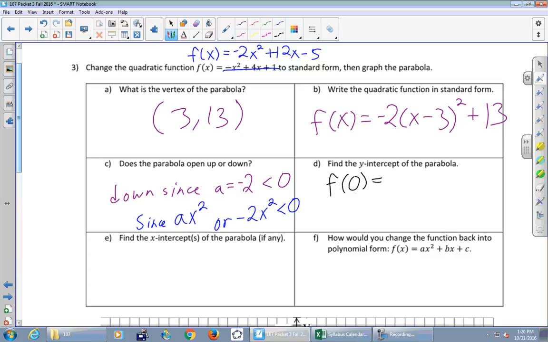But plugging 0 into the blue, it's a whole heck of a lot easier. What do you get when you plug 0 into the blue? -5, right? It doesn't matter which one you use, but recognize that the y-intercept is that c value sitting at the end.